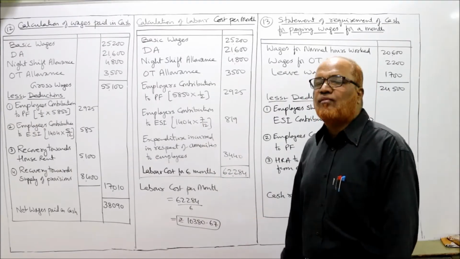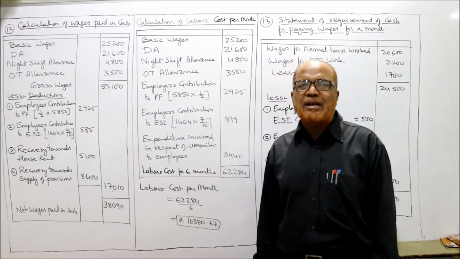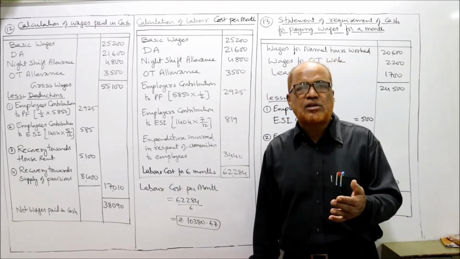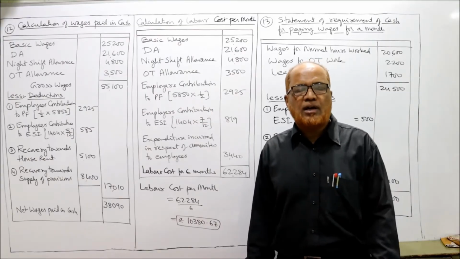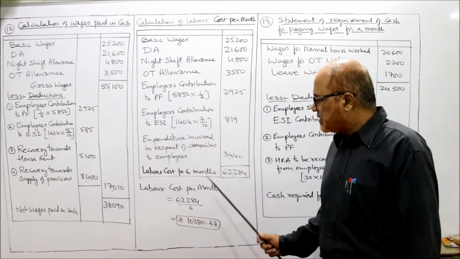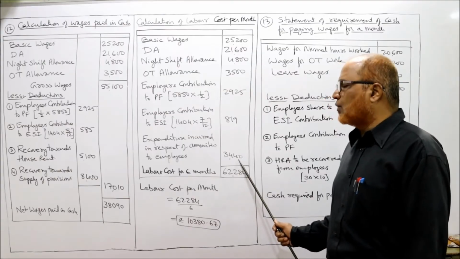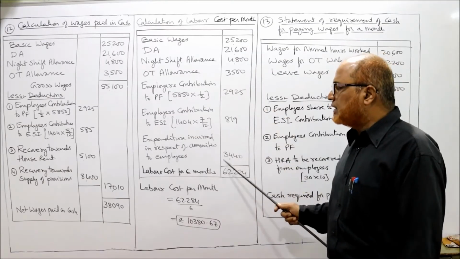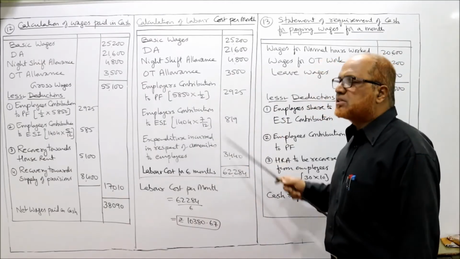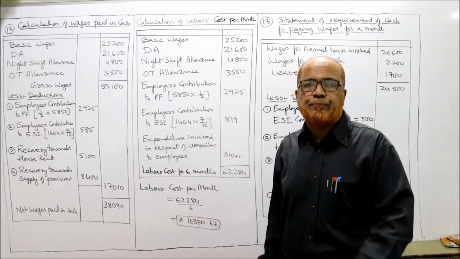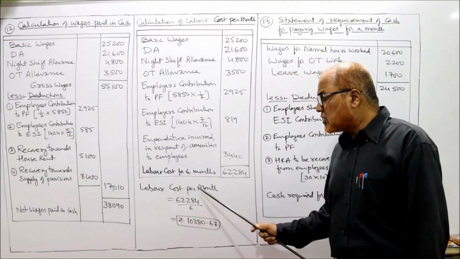Expenditure incurred in respect of amenities to staff. Amenities means fringe benefits, non-cash benefits incurred on account of workers and labor. That is 3,440. The total labor cost for 6 months is 62,284. These are all the payments for the 6-month period. Now, labor cost per month.